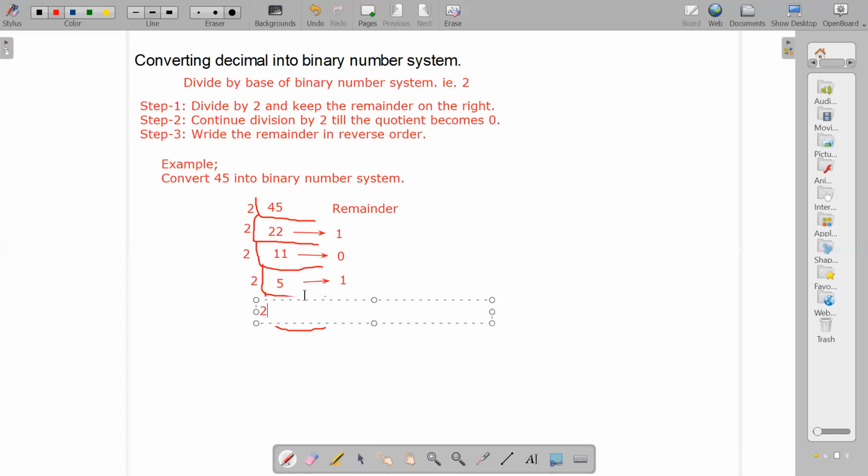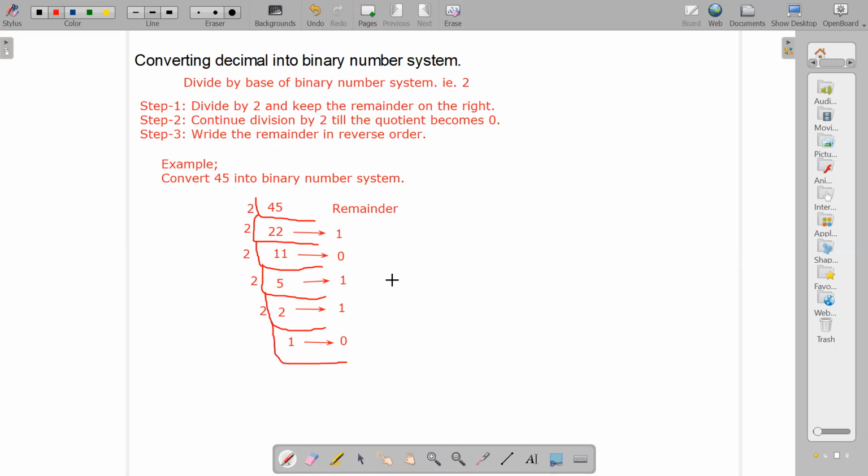Again 2 how many times to get 2? 2 1s are 2. Remainder is 0. Look at it. 2 22s are 44. Remainder 1. 2 11s are 22. Remainder 0. 2 5s are 10. Remainder 1. 2 2s are 4. Remainder 1. 2 1s are 2. Remainder 0. Still not finished. We have to divide this one also.